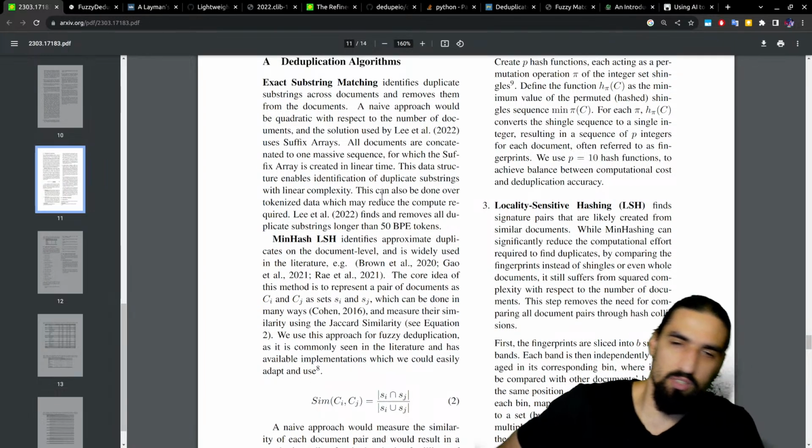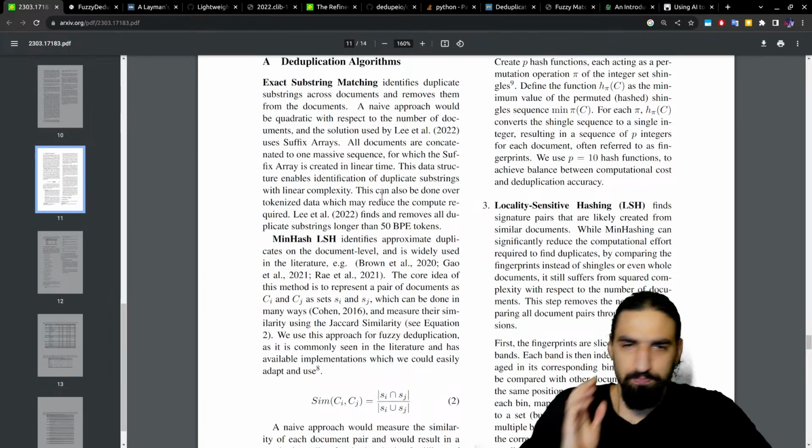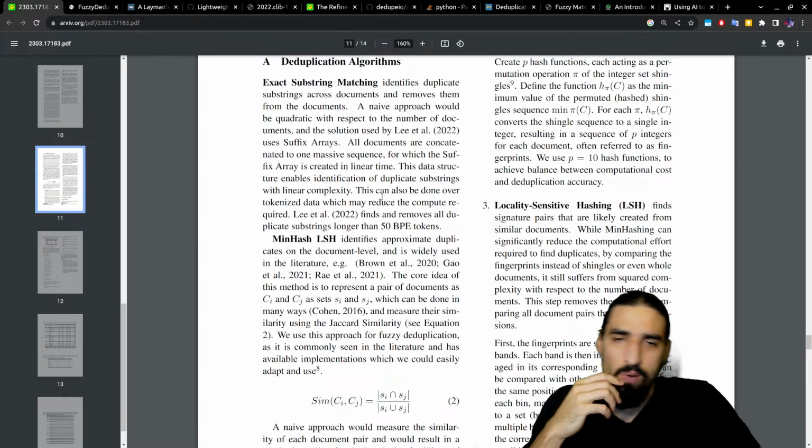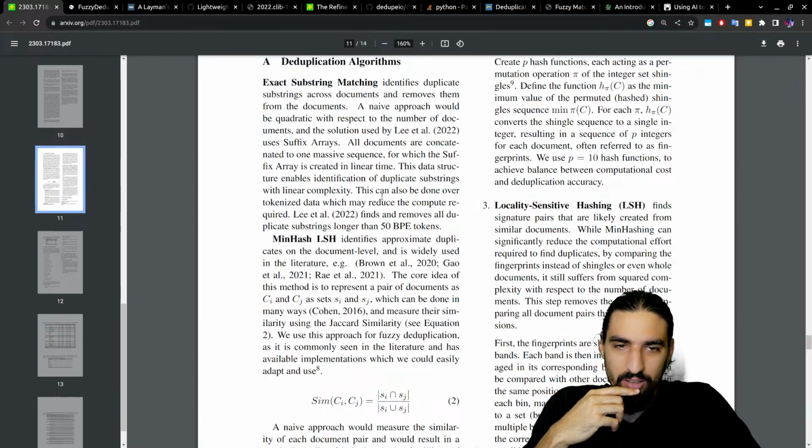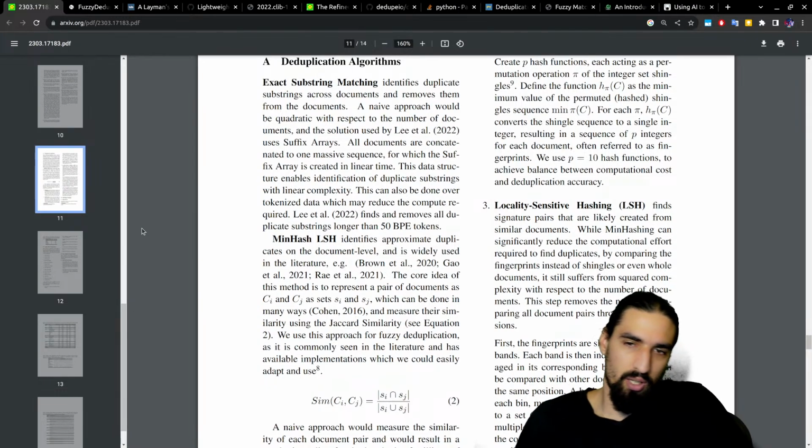And then comes a second method that this paper used. MinHash LSH identifies approximate duplicates on the document level and is widely used in the literature. Brown, this is I guess the GPT-3 paper. Gao, this is Chinchilla, I think. All of the LM papers basically.